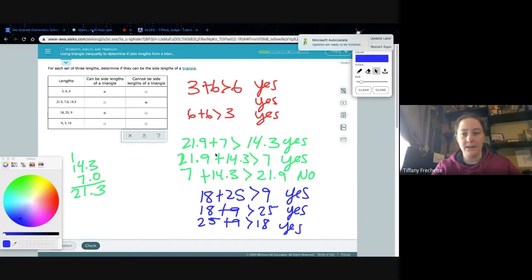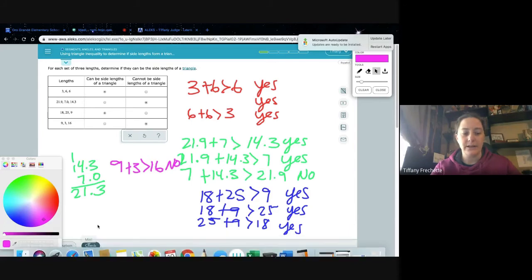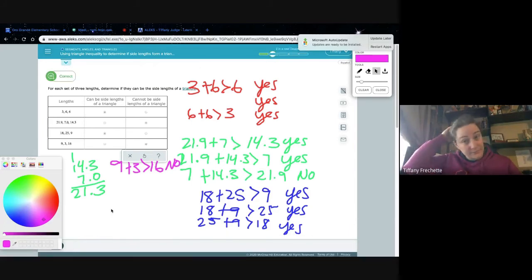And then I have my last one here. So 9, oops, forgot to switch my pen here. 9 plus 3 is greater than 16. So 9 plus 3 is 12. 12 is not greater than 16, so I already have my first no, and I only need one no in order to click no. And I click check. Yay, we got our points.